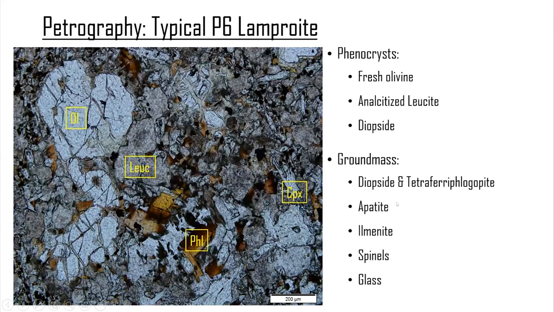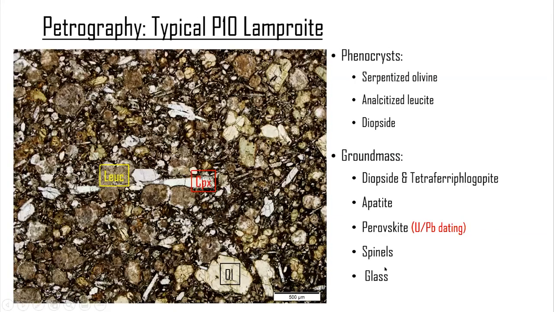A typical type 6 lamproite from Kapamba, however, would look something like this, with fresh olivine here, analcitized leucite here, and diopside here, with the groundmass dominated by tetraferriphlogopite and diopside along with apatites, ilmenites, spinels, and laws. A type 10 lamproite would look something similar, but would have less fresh olivine, and instead of ilmenites would consist of perovskites, which allowed for radiometric dating.